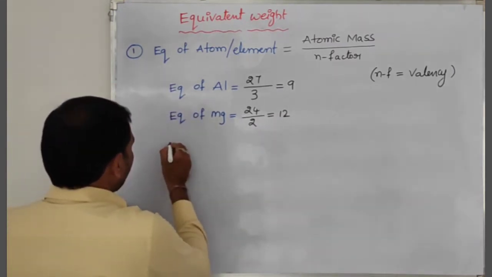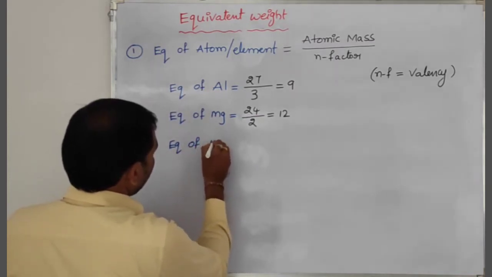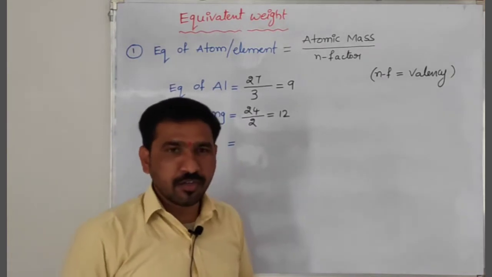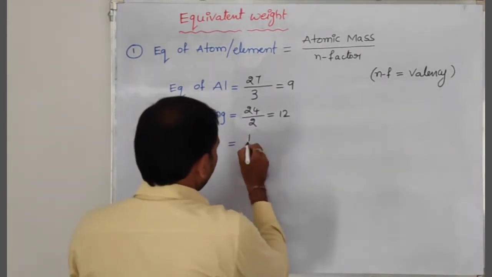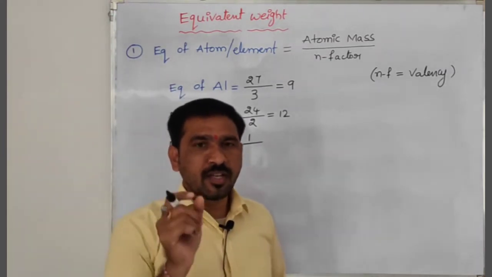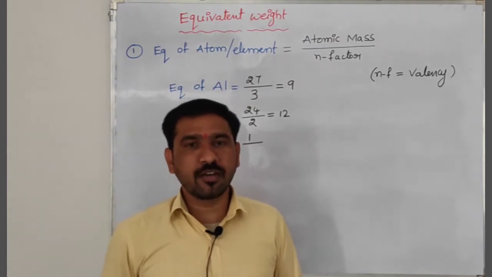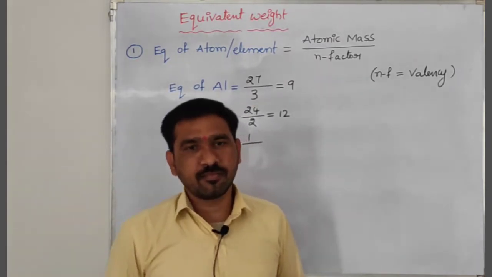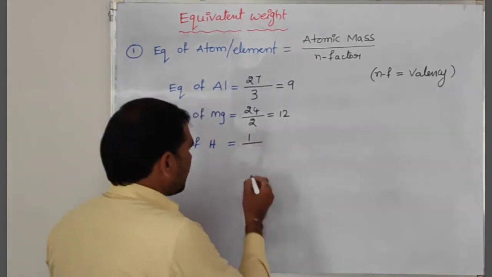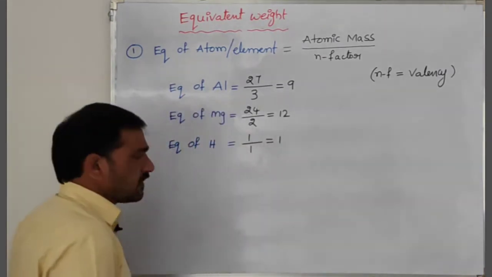Then equivalent weight of hydrogen is equal to atomic weight of hydrogen, 1, divided by n factor of hydrogen. Beta, here the number of electrons difference between hydrogen and its nearest zero group element, helium. How many electrons are the difference between these two? 1 electron. So here n factor is 1. That is equal to 1 gram, isn't it?